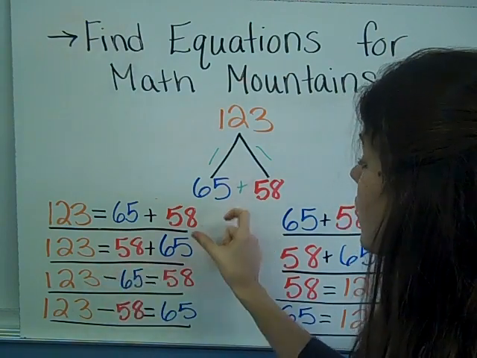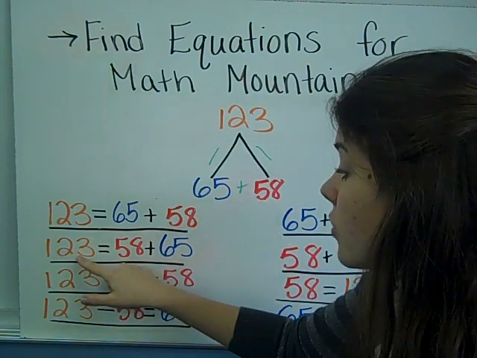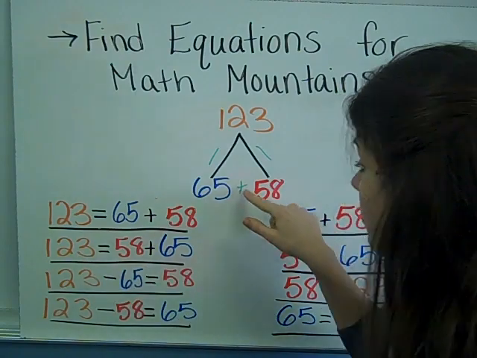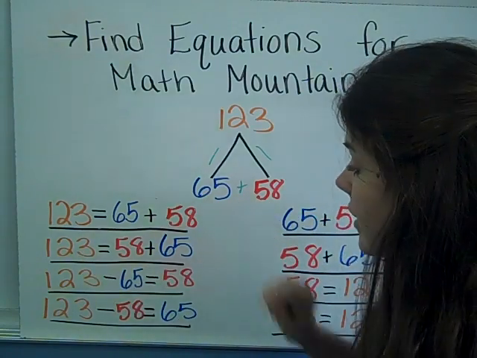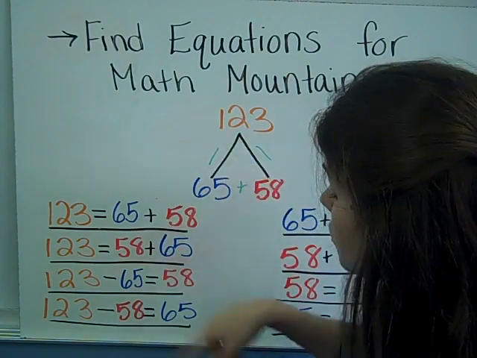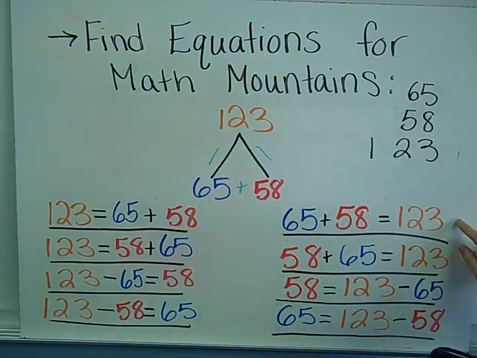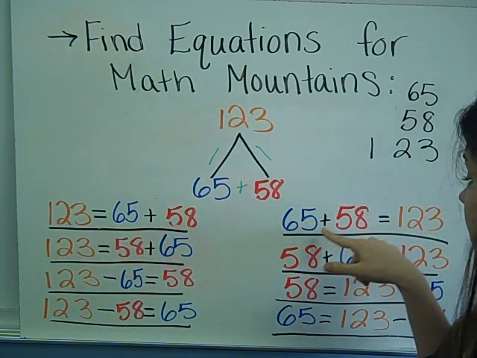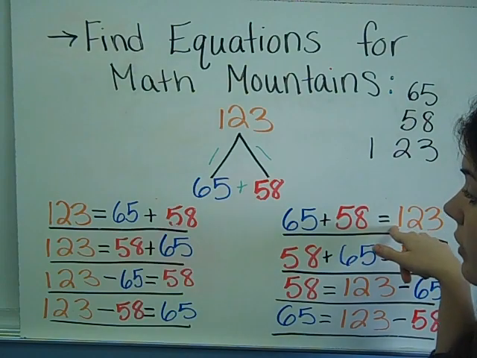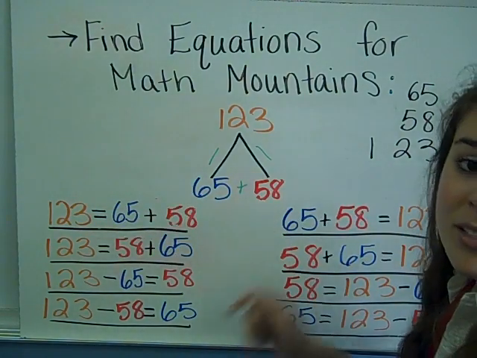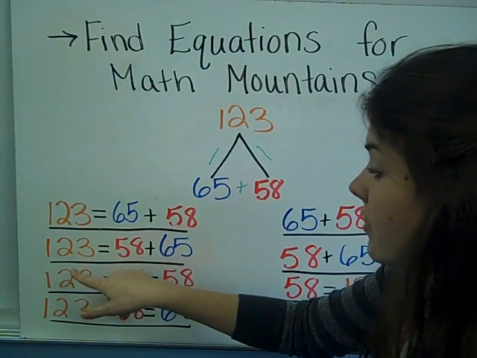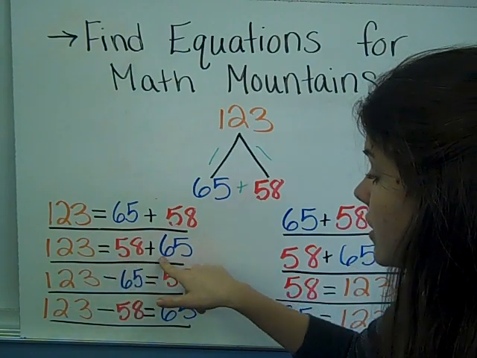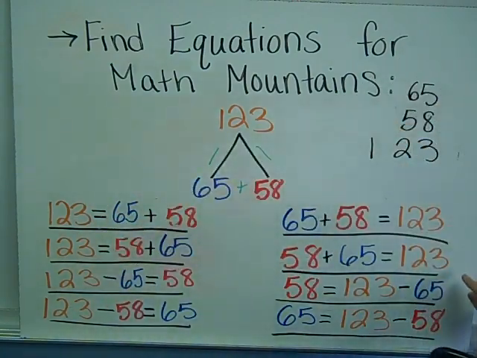Now, we can also switch that with our addition. So 123 also equals 58 plus 65. Now, let's go to subtraction. And then if you see it, we'll come back over here. How I got these 2 equations, if you notice 123 equals 65 plus 58, I just switched it. 65 plus 58 equals 123. I moved my total to the opposite side of the equation. Okay? Same thing right here. 123 equals 58 plus 65. Bring your 123 over. It equals the same thing with addition.